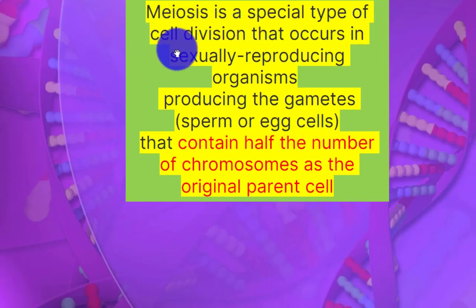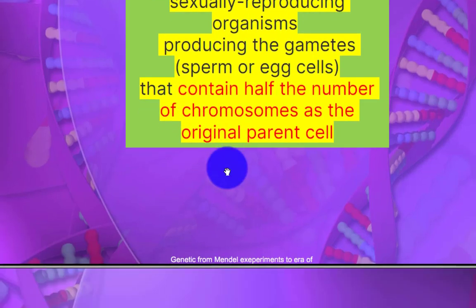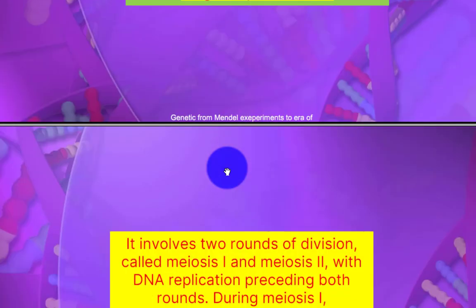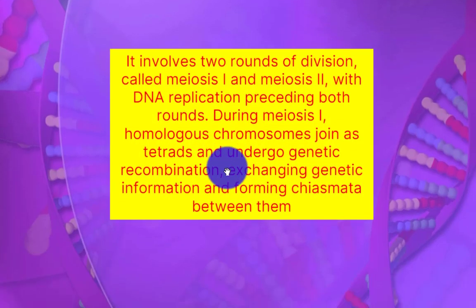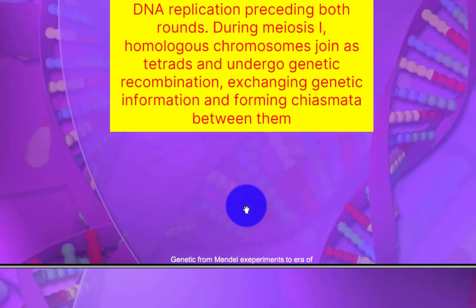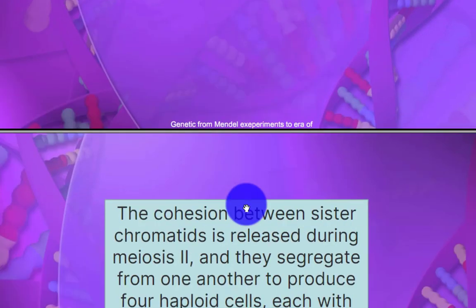Meiosis is a special type of cell division that occurs in sexually reproducing organisms, producing the gametes, sperm or egg cells, that contain half the number of chromosomes of the original parent cell. It involves 2 rounds of division called meiosis 1 and meiosis 2, with DNA replication preceding both rounds. During meiosis 1, homologous chromosomes join as tetrads and undergo genetic recombination, exchanging genetic information and forming chiasmata between them.